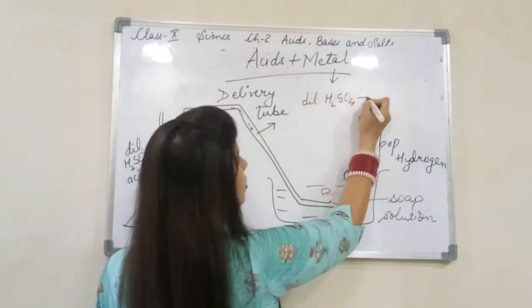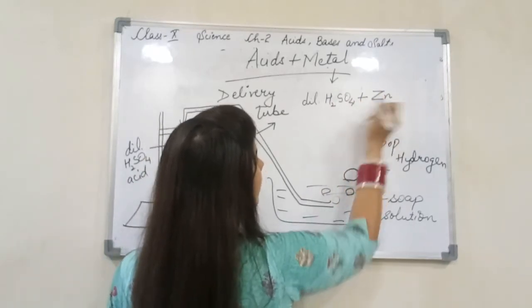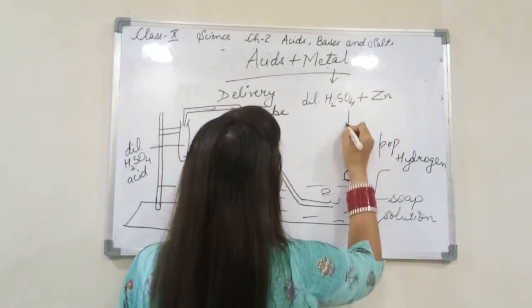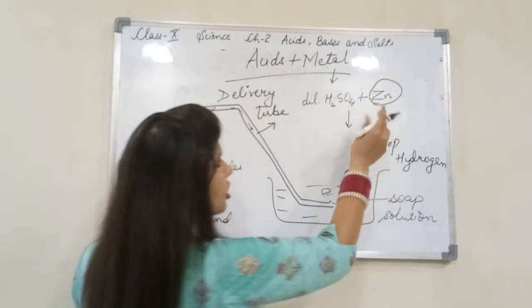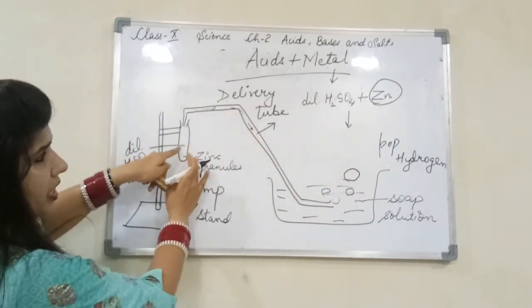This is acid. It is going to react with the metal. Which metal have I taken? Zinc. और इसके बाद क्या होगा? This metal has a tendency. जब इन दोनों को हम मिलाएंगे, you know which gas was formed?